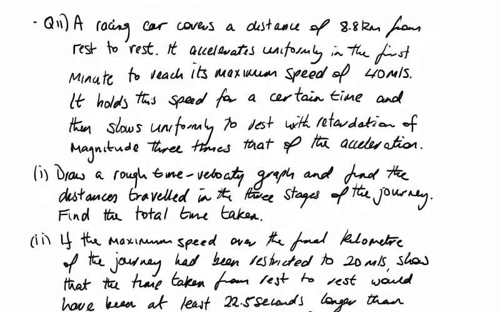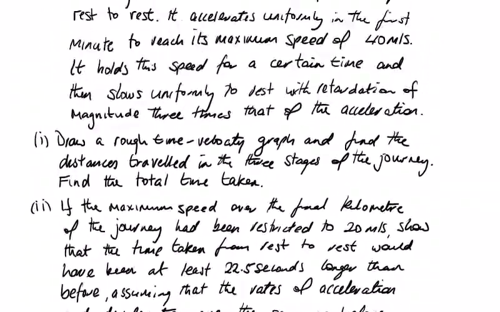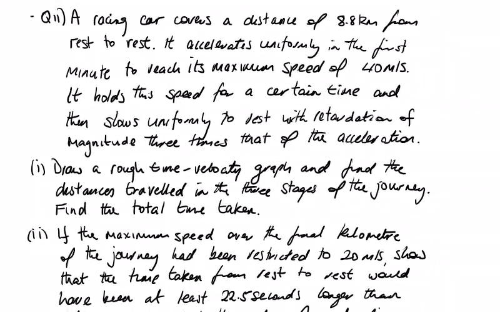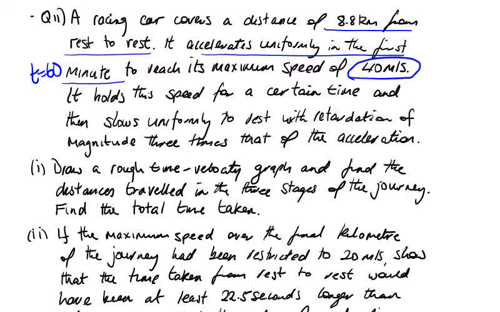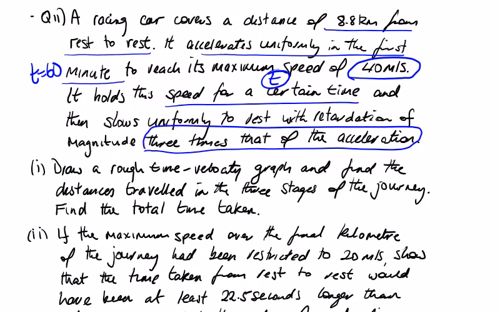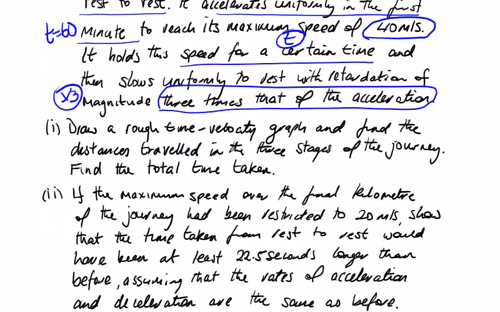Number 11. Okay, quite a long one here. A racing car covers a distance of 8.8 kilometers from rest to rest. Accelerates uniformly in the first minute, so if t is equal to 60, to reach max speed of 40. Hold speed for a certain time, we don't know, we'll call it t for now. And then slows uniformly to rest with retardation of magnitude 3 times that of acceleration. Okay, so times 3. Okay, let's do a time velocity graph for that one.